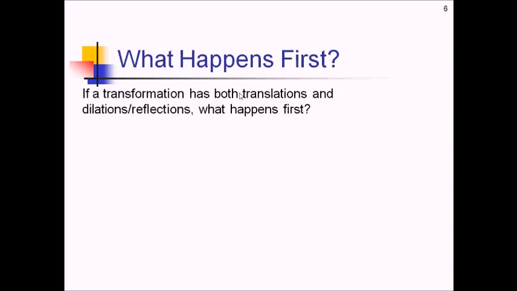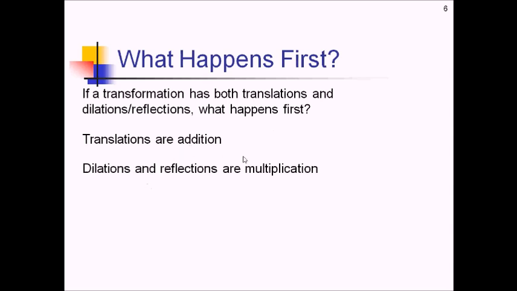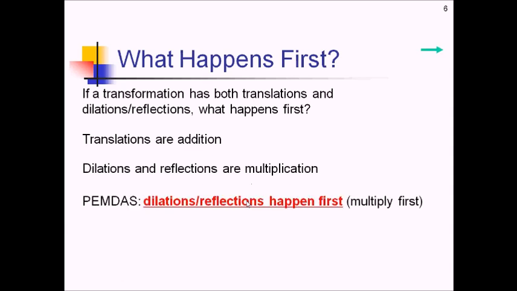What if we're doing a translation, which we know is addition, subtraction, and a dilation, which is multiplication? What if we're doing those two things to the same variable, so that we have to pick which one to do first? Which one goes first? So reasoning this out, again, translations involve addition and subtraction. Dilations and reflections involve multiplication. If you have to choose between doing addition or multiplication first, what are you going to go with? Well, PEMDAS tells us that multiplication happens first. So for that reason, dilations and reflections need to happen before you do any translations.